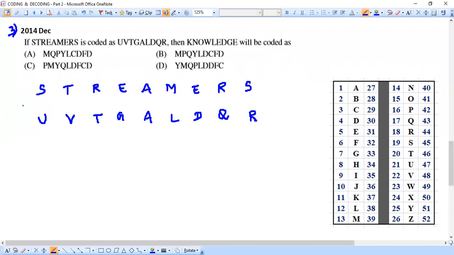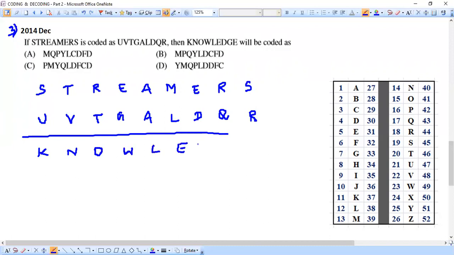So clear with the question? If streamers is coded like this, then what is asked in the question for us to find? Then we need to find how is the word knowledge be coded. I'll take down it here below. K N O W, then we have L E D G E. This knowledge will be coded as what? So this is going to be our question. So let's keenly observe and get the answer.